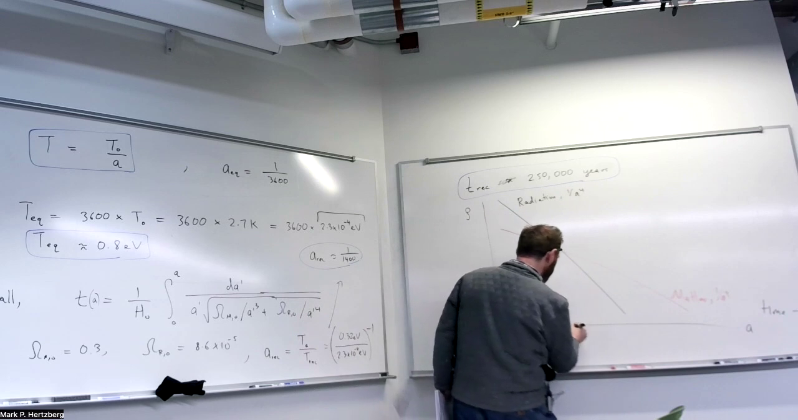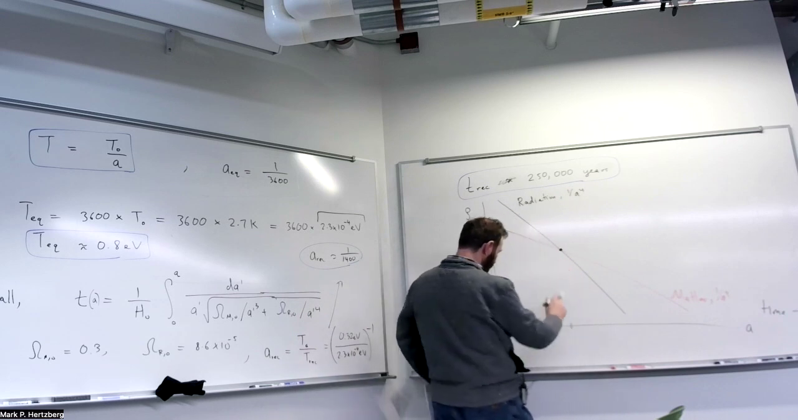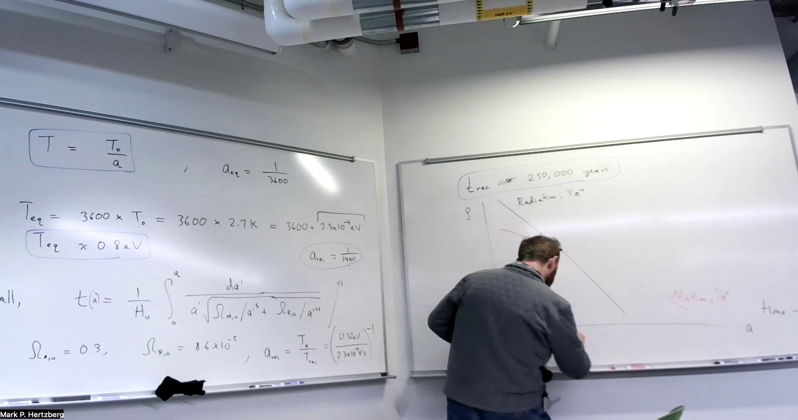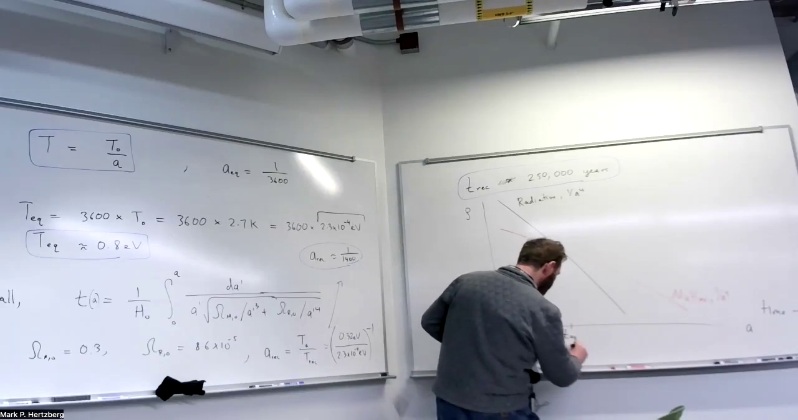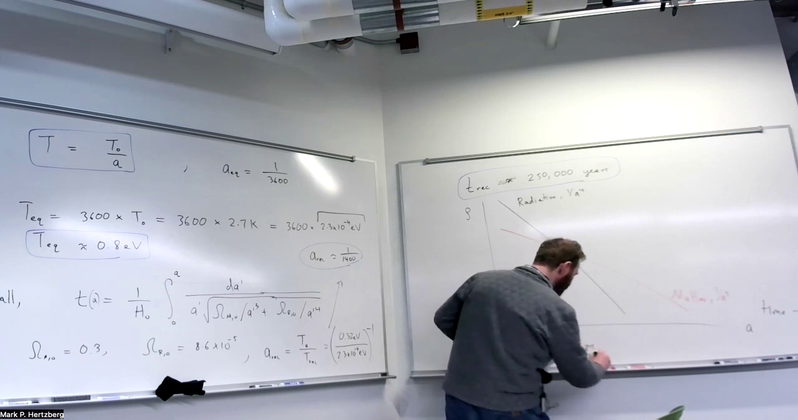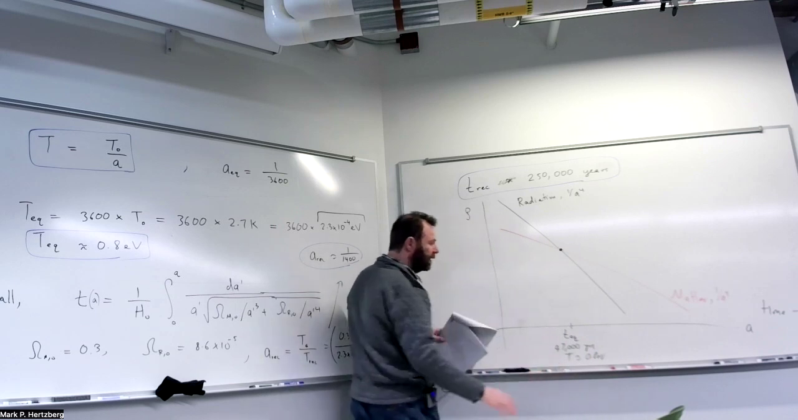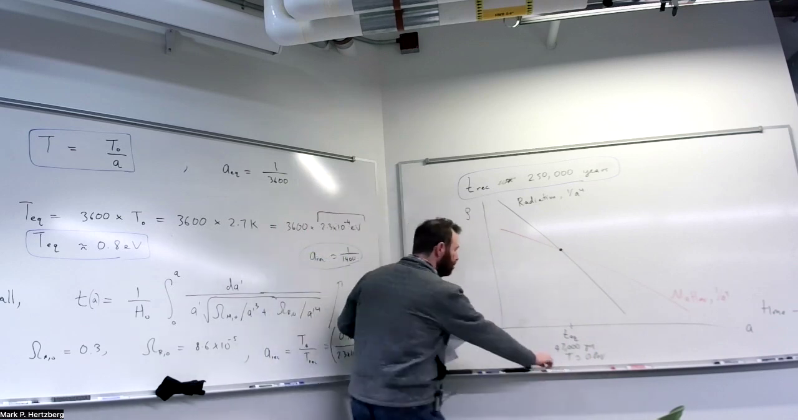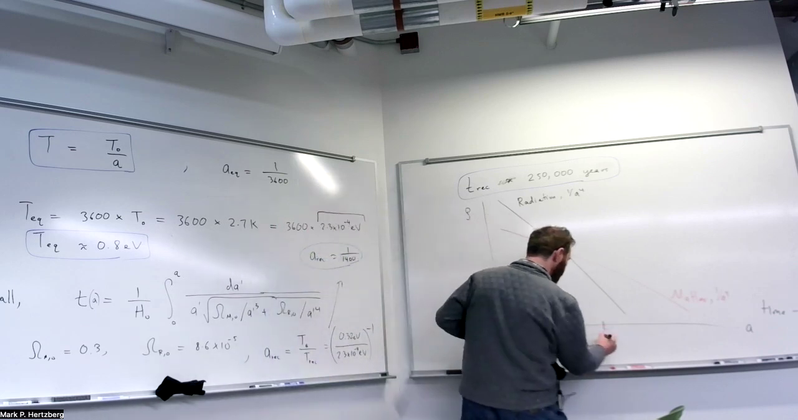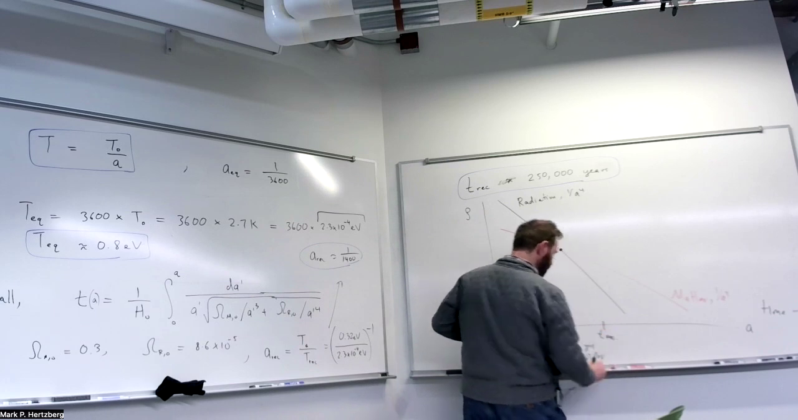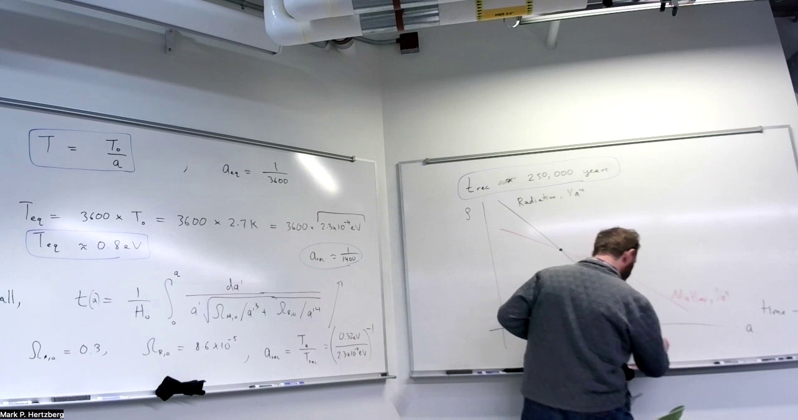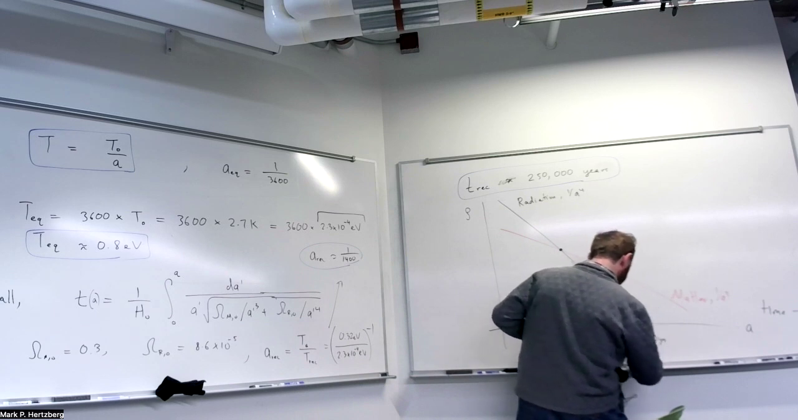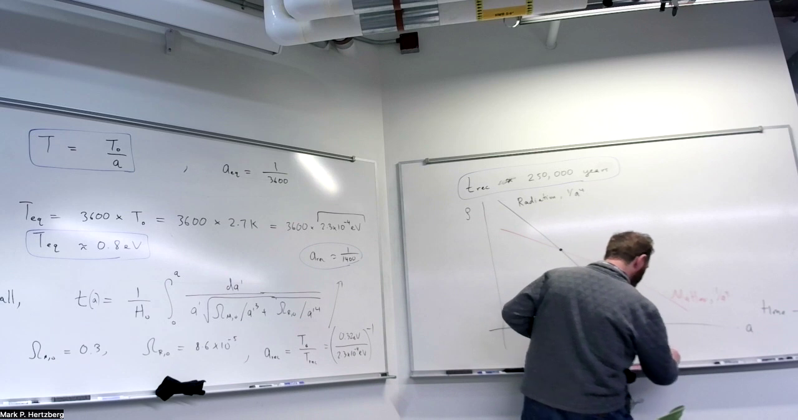I'm just reminding you here that equality is that point. Equality is at 47,000 years, for a temperature of 0.8 eV. And then you just wait a little bit longer to recombination, which is 250,000 years, a temperature of 0.32 eV.